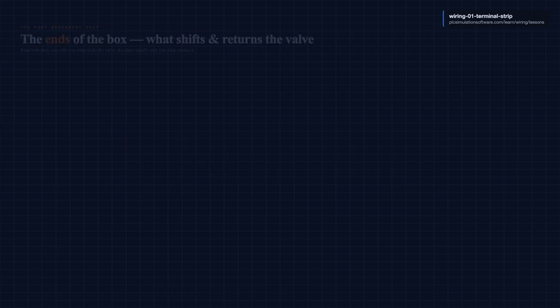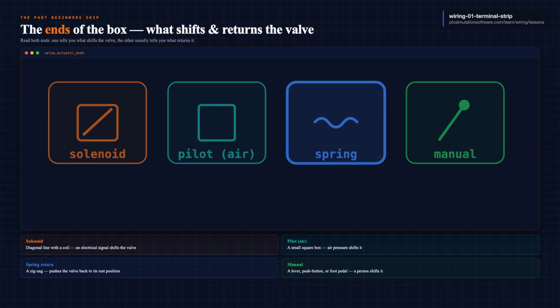These little symbols tell you how the valve gets shifted and how it returns. This is the part most beginners skip, and it is where half the information lives. A diagonal line with a coil on it is a solenoid. An electrical signal shifts the valve. A small square box on the end is a pilot. Air pressure shifts it. A zigzag spring symbol is a spring return, which pushes the valve back to its rest position. And a lever, a push button, or a foot pedal is a manual operator. So read both ends. One end tells you what shifts the valve. The other usually tells you what returns it.